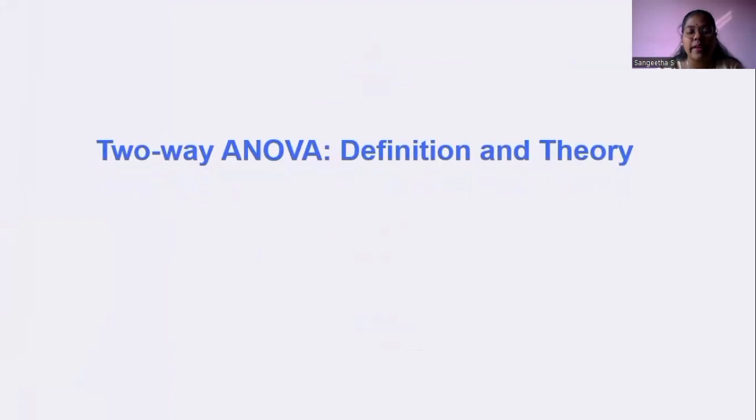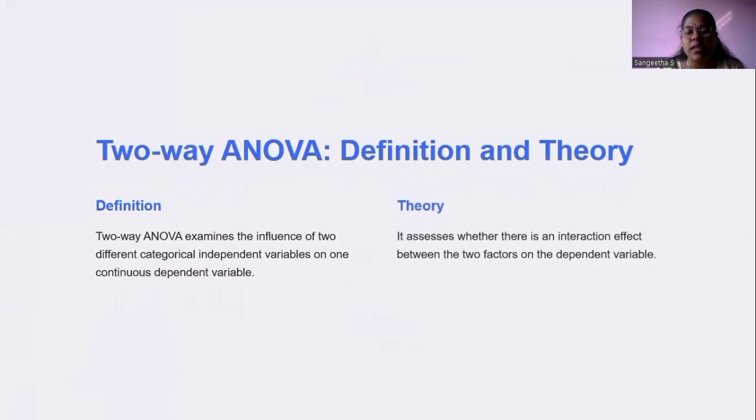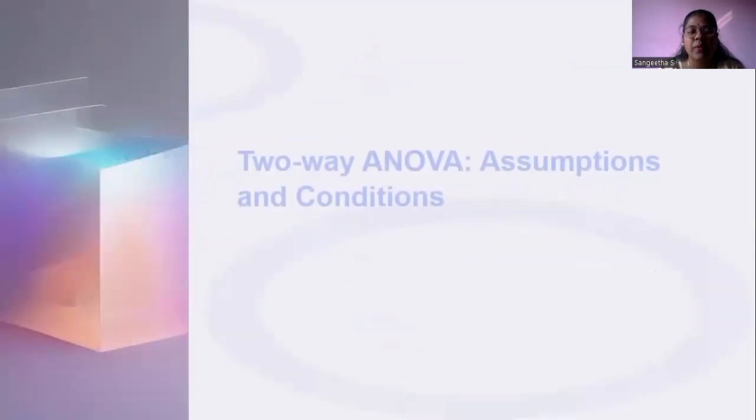Two-way ANOVA. This is the second type of ANOVA. Two-way ANOVA examines the influence of two different categorical independent variables on one continuous dependent variable. Theory: it assesses whether there is an interaction effect between the two factors on the dependent variable.